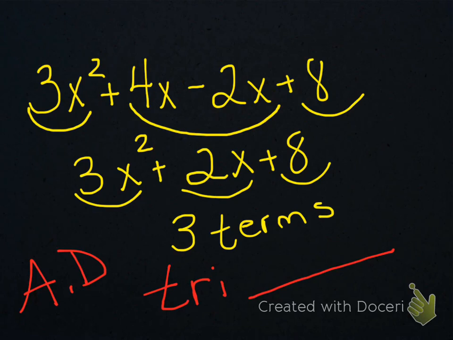So if this is a polynomial with 3 terms, guess what we call it? We don't call it a polynomial. We call it a trinomial. And that's its word, trinomial. So a 3-termed polynomial is a trinomial. AD, you rock.